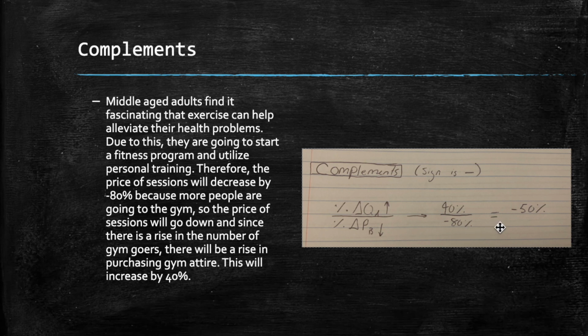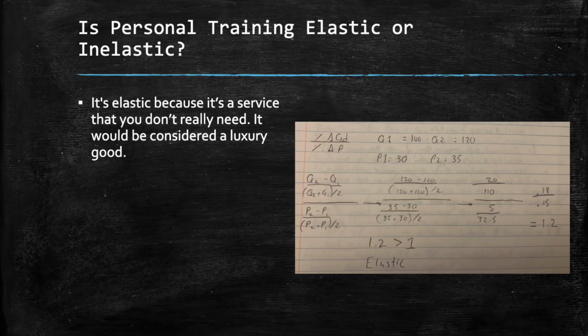So we compute this, we calculate this, and we get negative 50% or negative 0.5. And like I said, because the sign's negative in the number, we have a complement because the sign is negative. So since we got done with discussing the terminology for price elasticity, now we are going to review, well, is the demand for the personal training market elastic or inelastic?